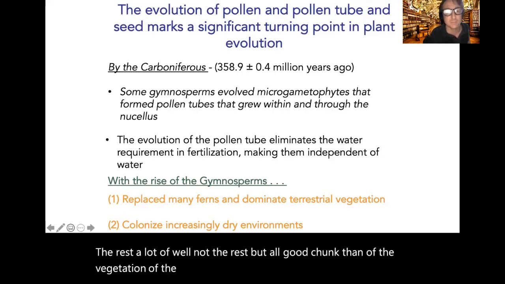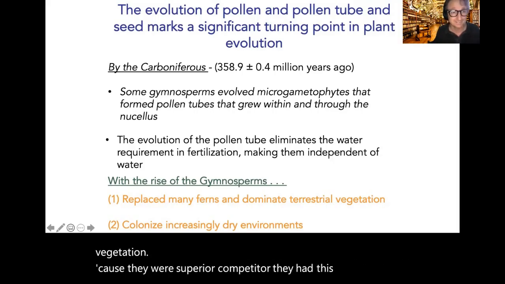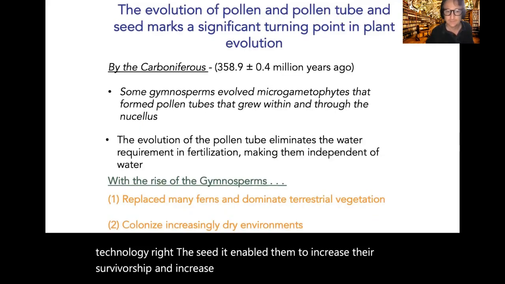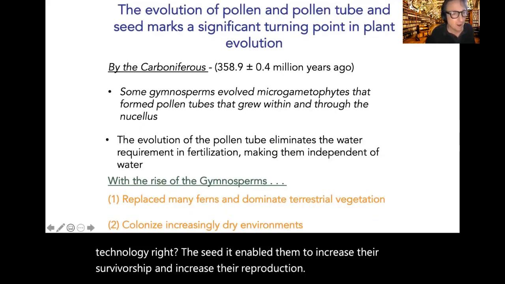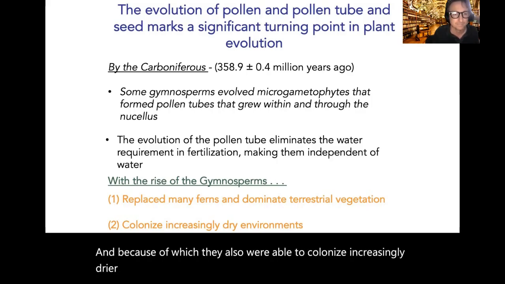And they became the dominant terrestrial vegetation because they were a superior competitor. They had this new technology, right? The seed. It enabled them to increase their survivorship and increase their reproduction. And because of which, they also were able to colonize increasingly drier parts of the planet.